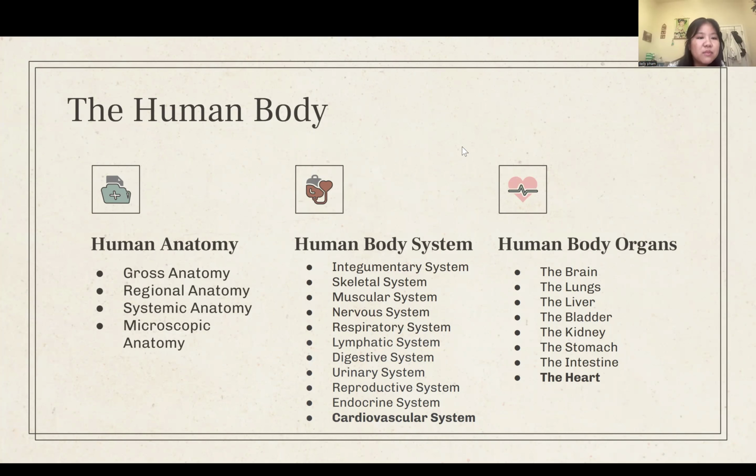The endocrine system, the network of glands that make hormones. And lastly, the cardiovascular system, which we'll be focusing on today. The human body organs include the brain, the lungs, the liver, the bladder, the kidney, the stomach, the intestine, and the heart, which we'll be talking more about in today's presentation.